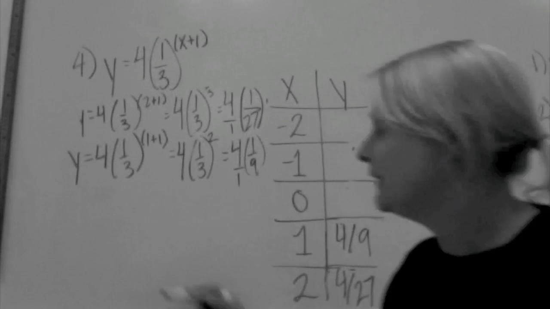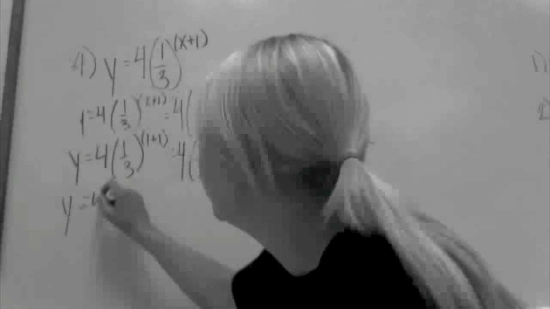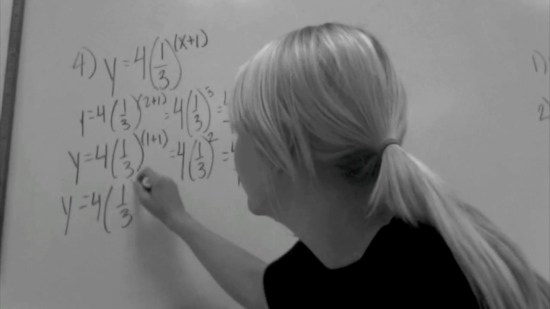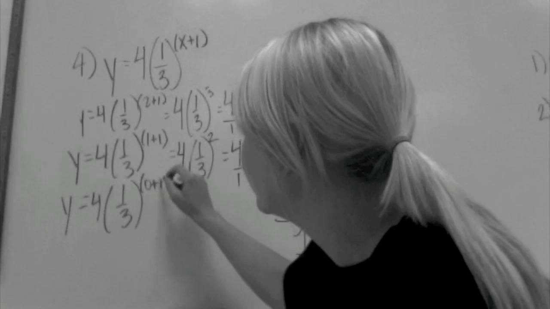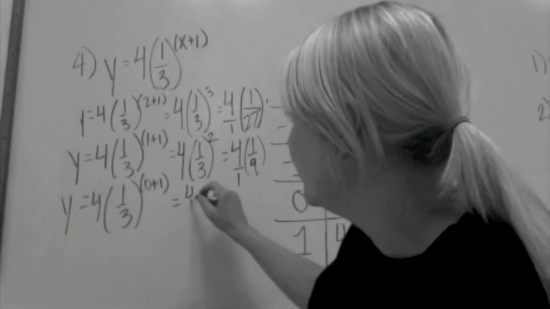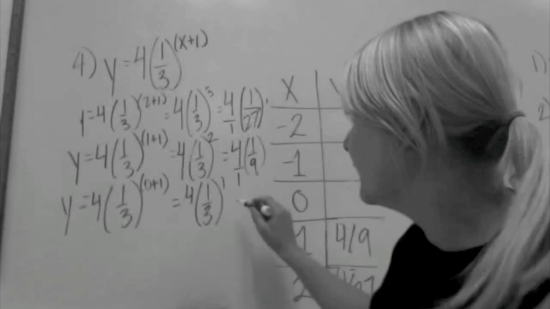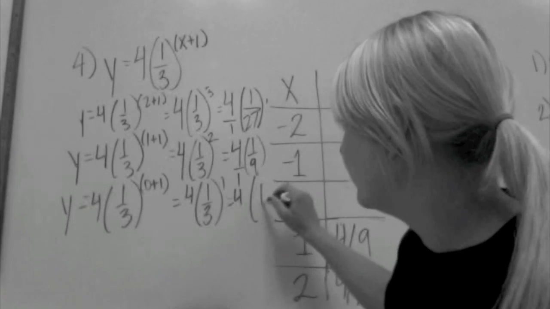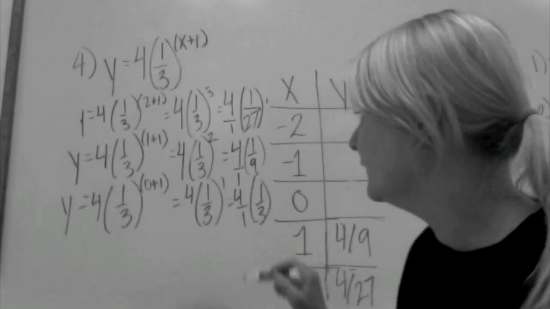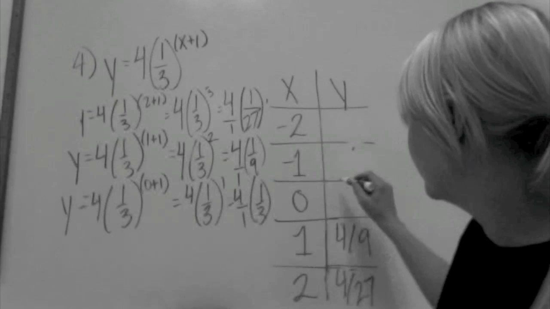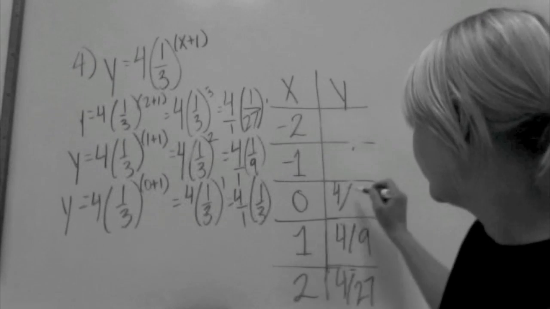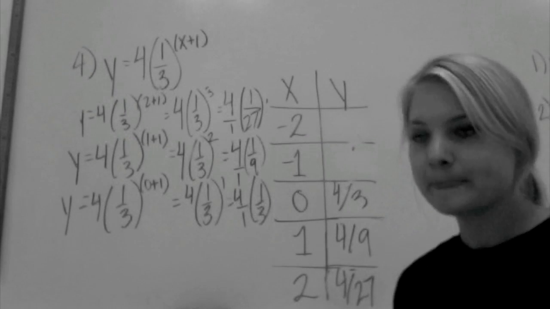When x is 0, we get y equals 4 times (1/3) raised to the power of 0 plus 1. So that equals 4 times (1/3) raised to the power of 1. 1/3 raised to the power of 1 is 1/3. So we have 4 times 1/3. 4 times 1 is 4 over 1 times 3 is 3.